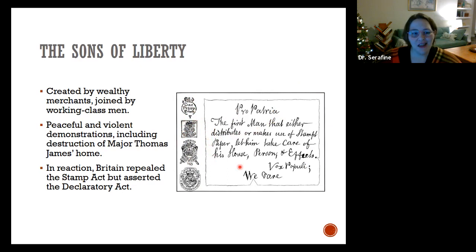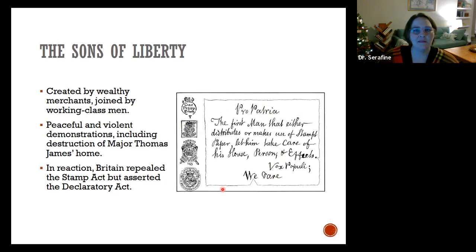We see our elites and our working class men here. We see our elites in this use of Latin, pro patria, for country, Vox Populi, voice of the people. Most working class men, almost all working class men, do not know Latin in this time period. So we see that blend there. And here we have a threat of violence. The first man that distributes or makes use of stamped paper, watch out. Keep an eye on yourself, your house, your stuff. We will come for you. This was the enforcement of patriotism that we see here in the Sons of Liberty.